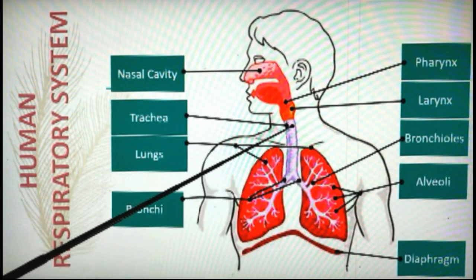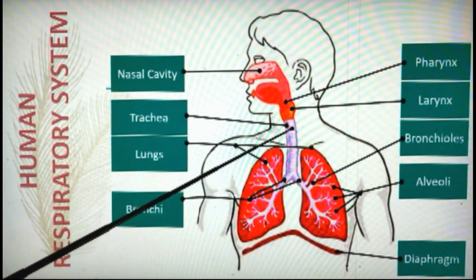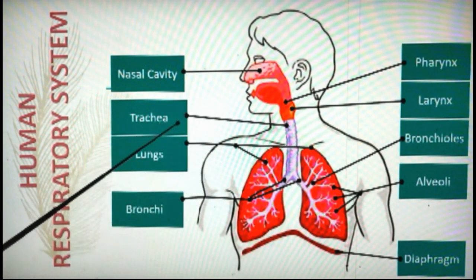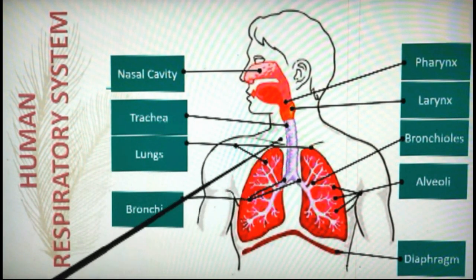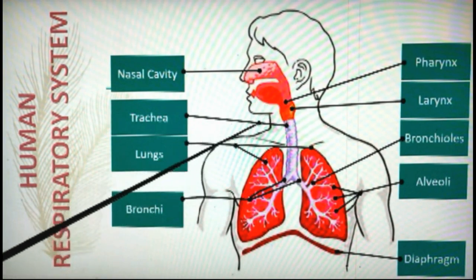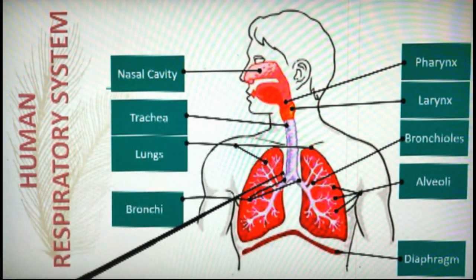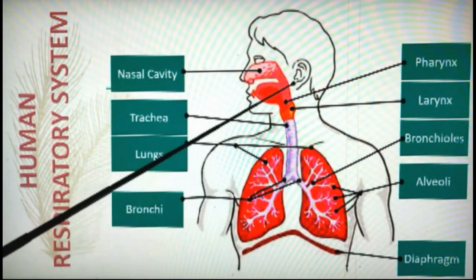If air is not in it, this windpipe may tend to break or collapse. To avoid the collapsing of the windpipe or the trachea, the windpipe is covered with what? Cartilaginous rings. This question you can expect for the examination. Why is the trachea or windpipe covered with what? Cartilaginous rings. To prevent the collapsing of the trachea or windpipe when air is not in it.